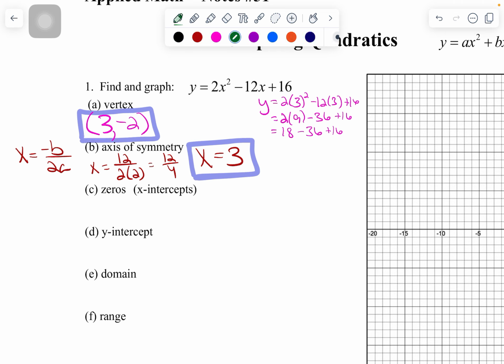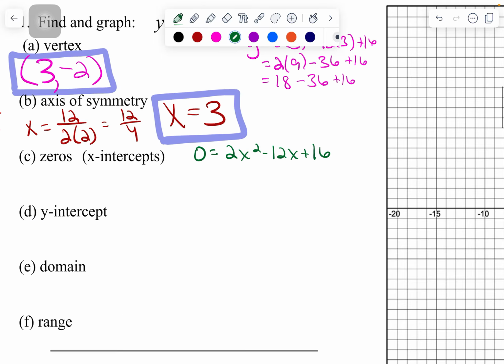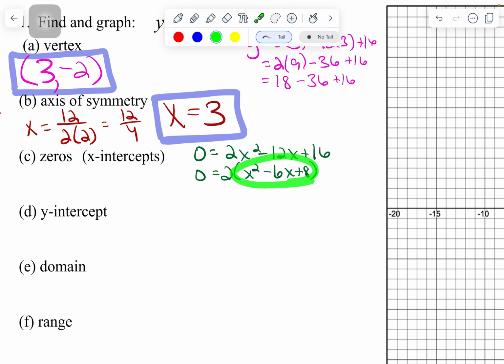Let's do some zeros, some x-intercepts. So we're going to make y equal to 0. So 0 is equal to 2x squared minus 12x plus 16. And I want to factor this. But before I do any kind of split the x squared or anything like that, I want to look at these three terms and recognize that all of them have a common factor of 2. So I'm going to go ahead and factor that out. And then I'm going to look to factor this trinomial like I like how to do.